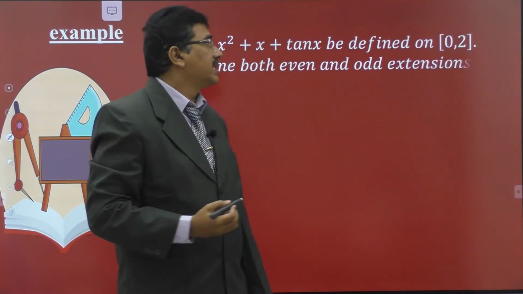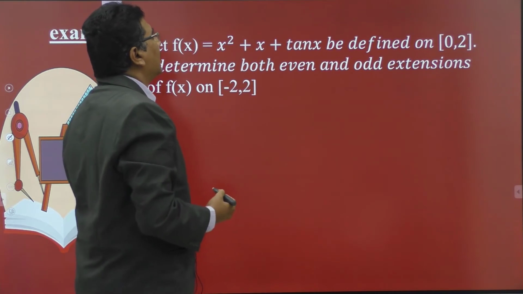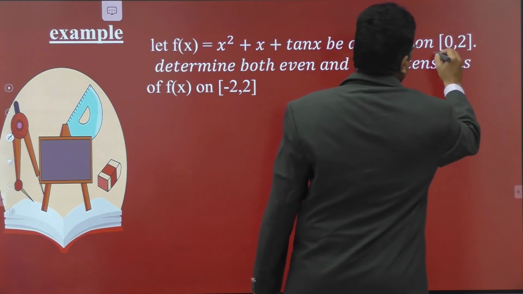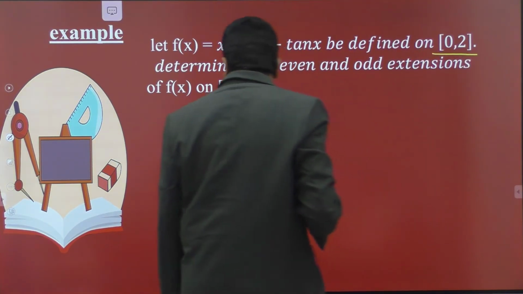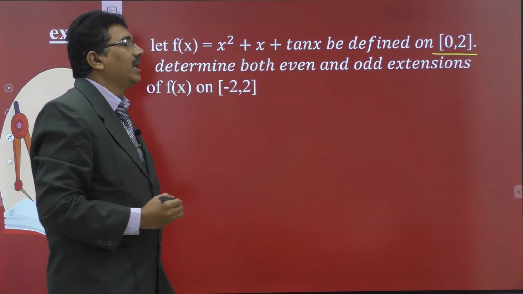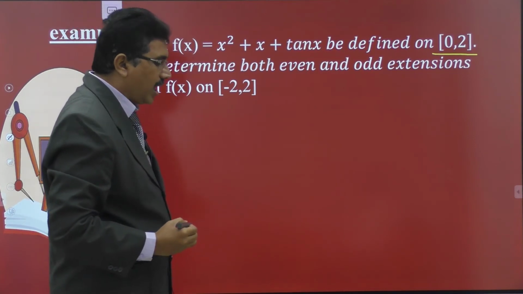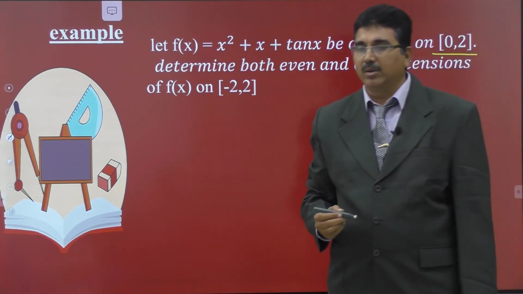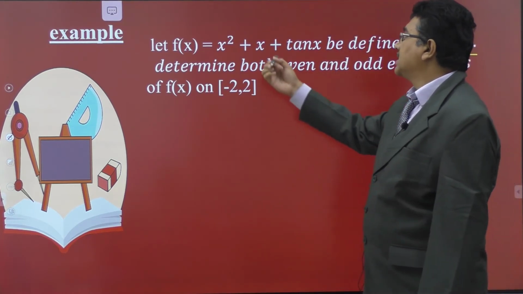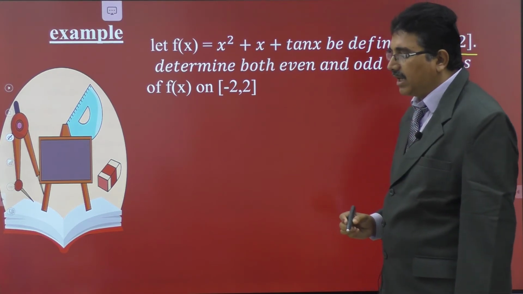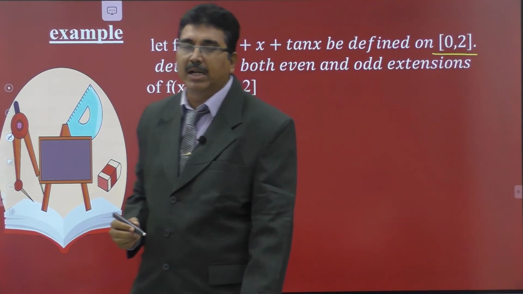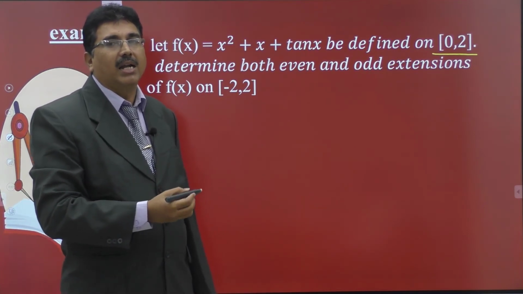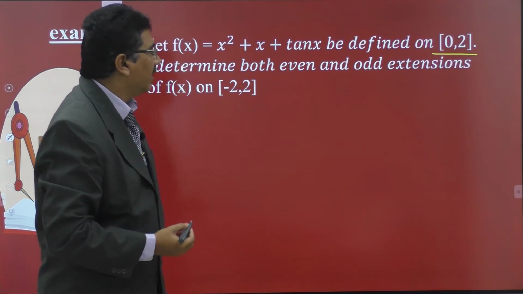Let f of x is equal to x square plus x plus tan x be defined on closed interval 0, 2. Determine both even and odd extensions of f of x on closed interval -2, 2. This is the function f of x defined on closed interval 0, 2. Now we can define an even extension and odd extension of f.